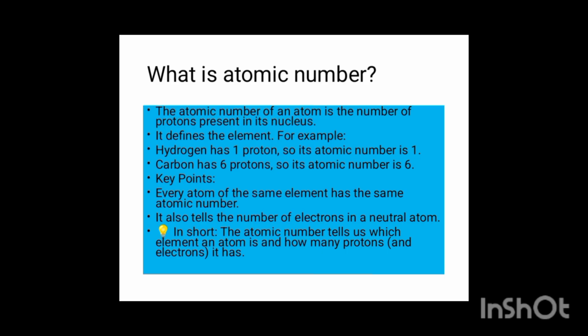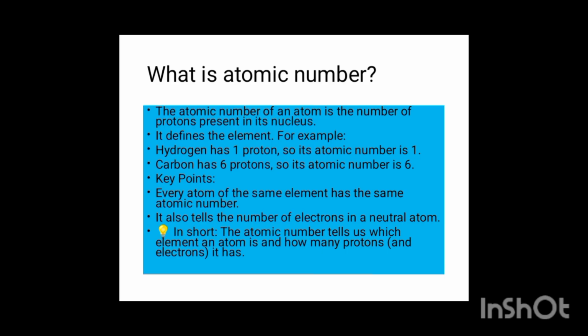If I say there's an element that has 6 protons, that means it is the 6th element of the periodic table. Like if I say neon is the 10th element, that means neon has 10 protons and 10 electrons inside it. Okay, now a key point: every atom of the same element has the same atomic number. Got it? Like if I say fluorine is the 9th element, its atomic number is also going to be 9.